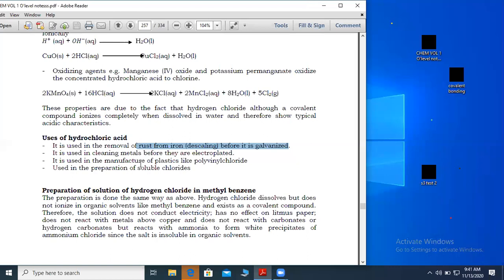It is used in manufacture of chlorides, of plastics, e.g. polyvinyl chloride. It is used in preparation of soluble chlorides. So those are the uses.